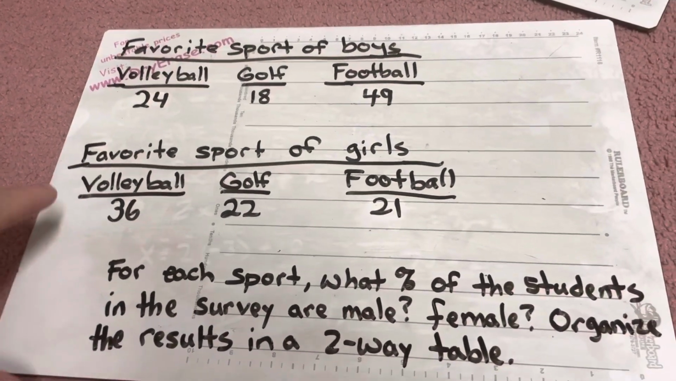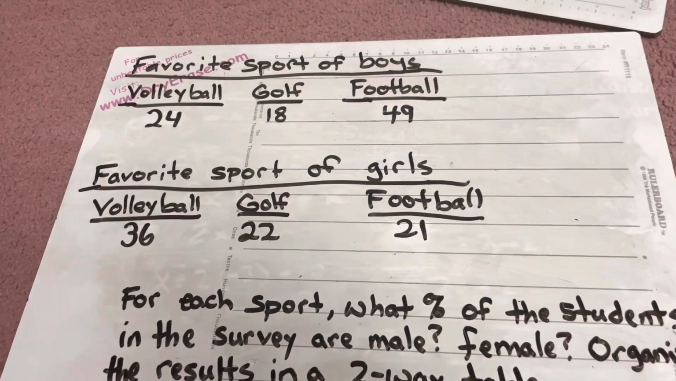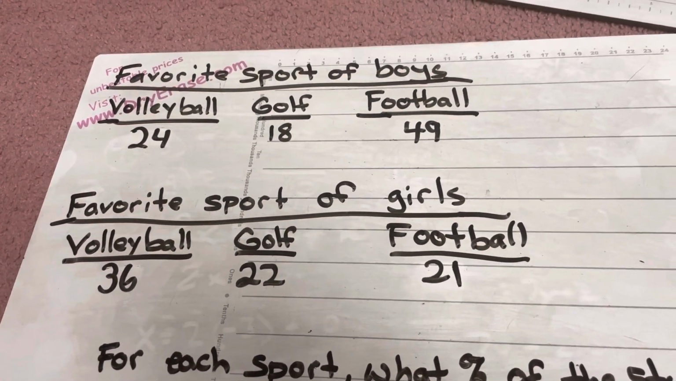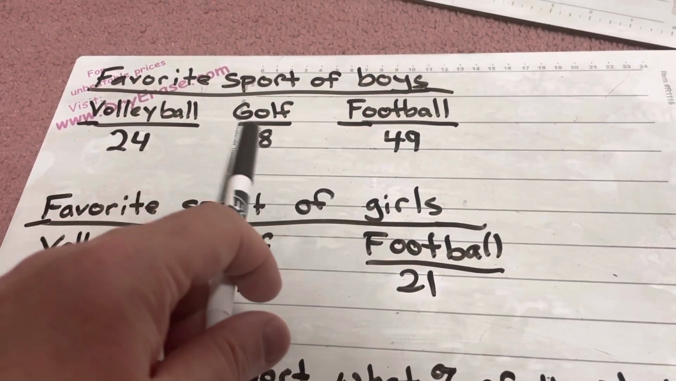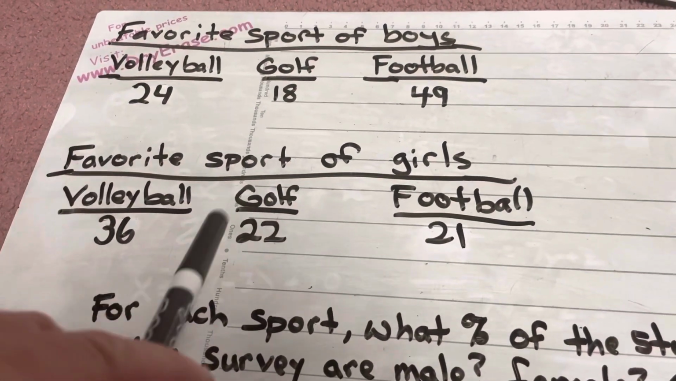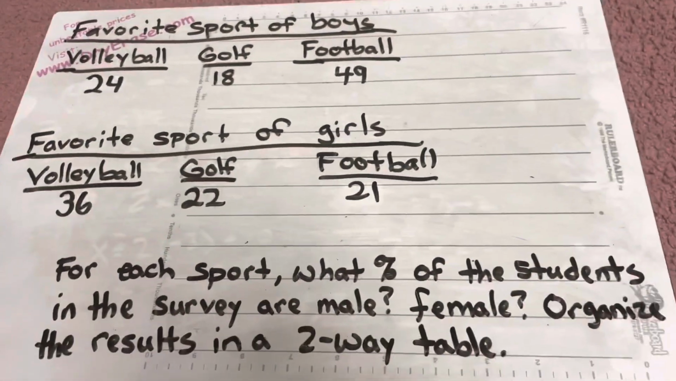Okay, so grade 8, we're going to look at the second part of two-way tables now. So we're looking at some tables here. Favorite sport of boys, people surveyed: 24 for volleyball, 18 for golf, 49 for football. Favorite sport of girls: 36 for volleyball, 22 for golf, 21 for football.